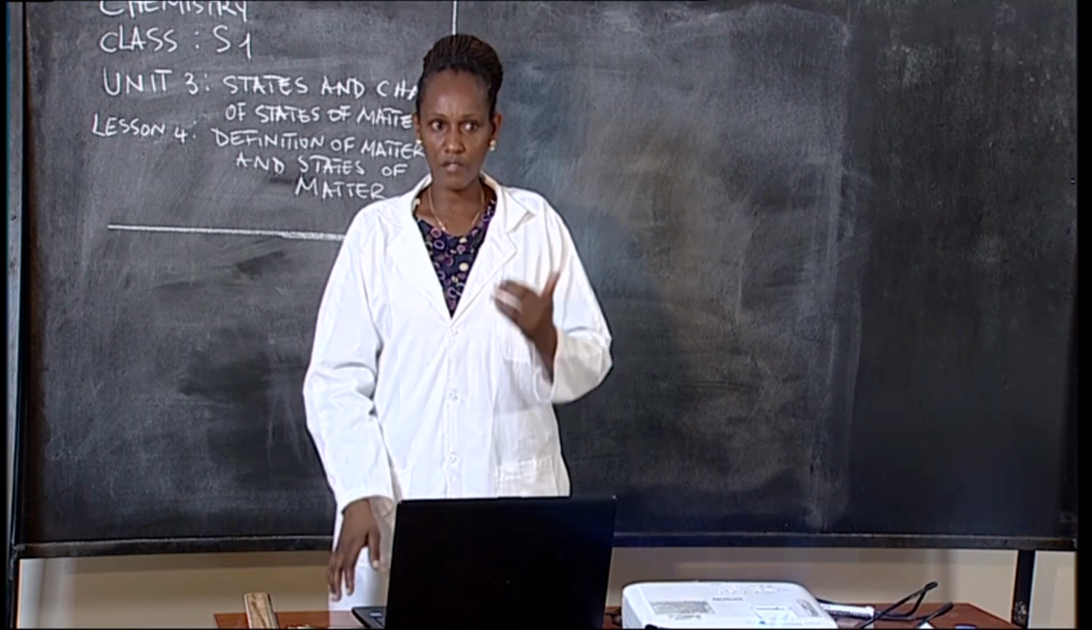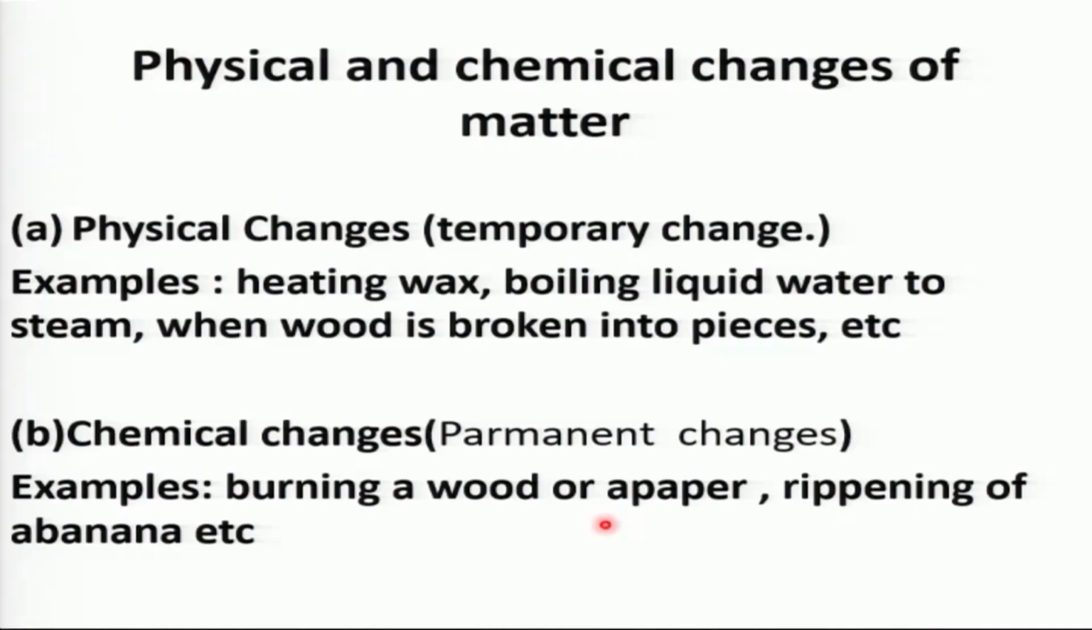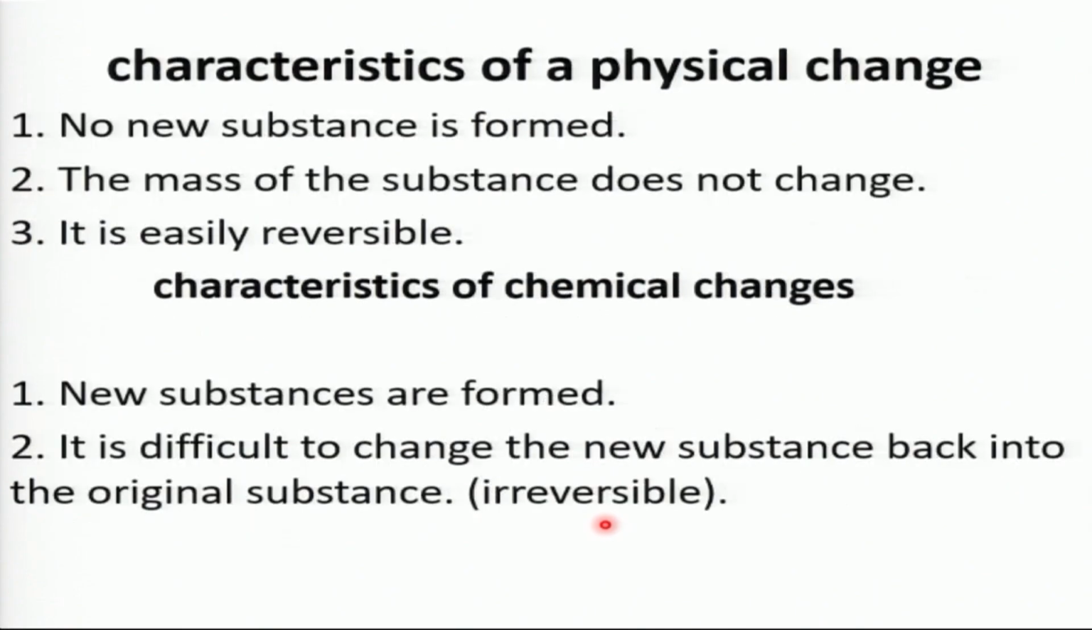All right? So I think physical change and chemical change, you can easily tell, if you're given some examples, you can differentiate this is a physical change, this is a chemical change. Those which are permanent, we call them chemical changes, and those which are not permanent, we call them temporary changes. All right? Good. So what are the characteristics of a physical change? In the case of a physical change, no new substance is formed. As I said, when you get a wood and you break it or you cut it into pieces, it doesn't change. It remains as a wood.